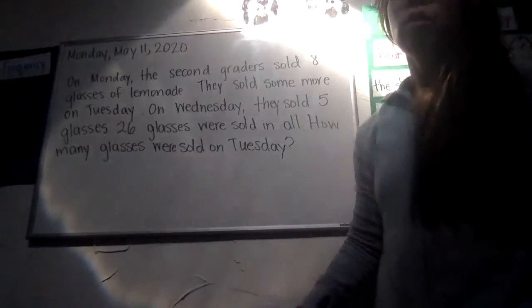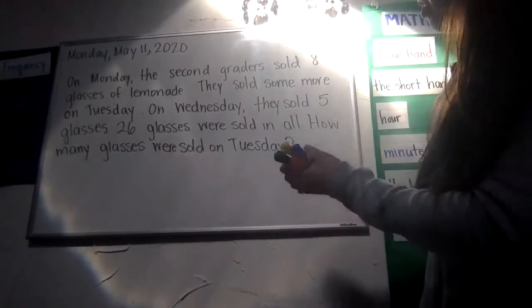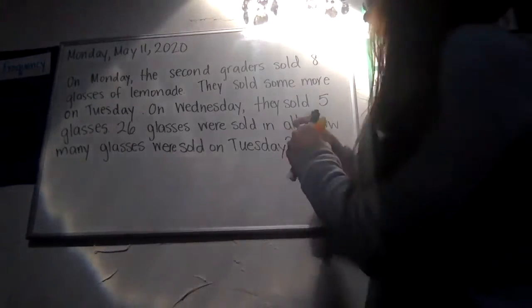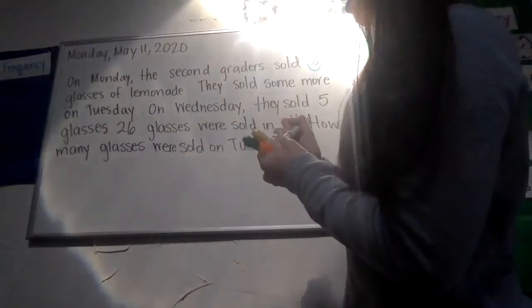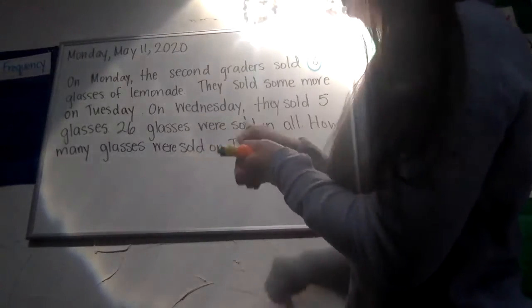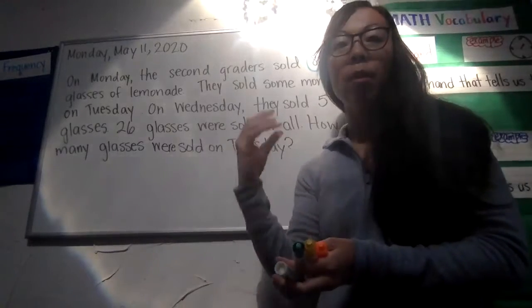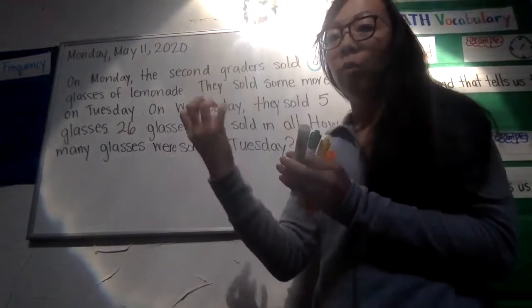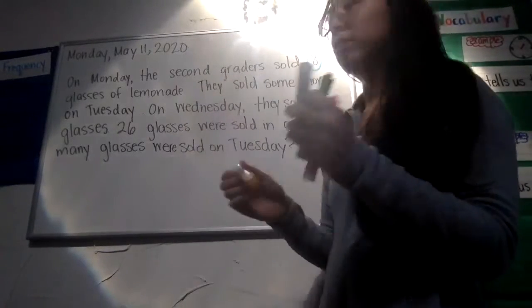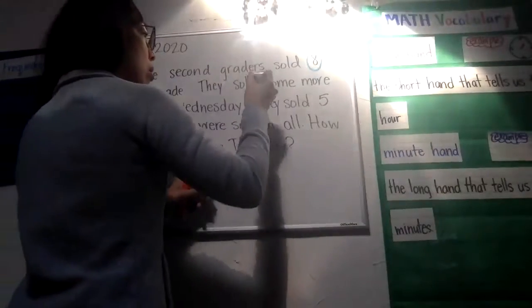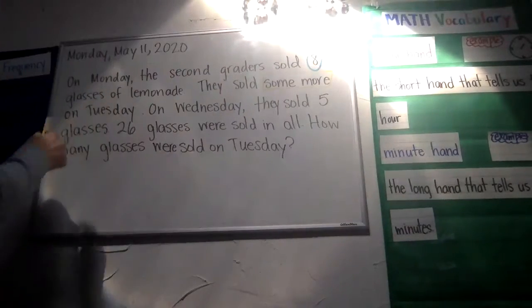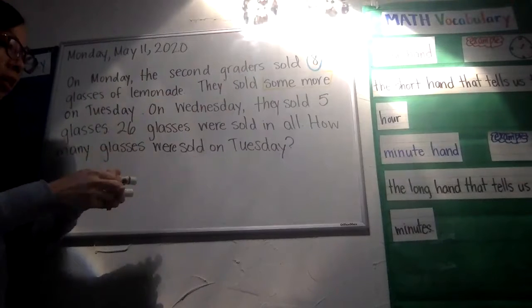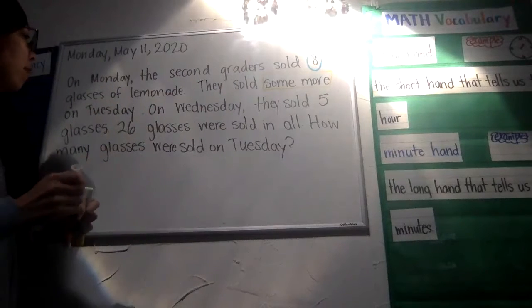All right, scholars, so on Monday, we see that the second graders sold 8 glasses of lemonade. They sold some more. Remember, scholars, how we know some more tells us there's going to be more we have to add, but we just don't know how much. So some more are always keywords. We don't know how much that is, though. And then that was on Tuesday. Wednesday, they sold 5 glasses.